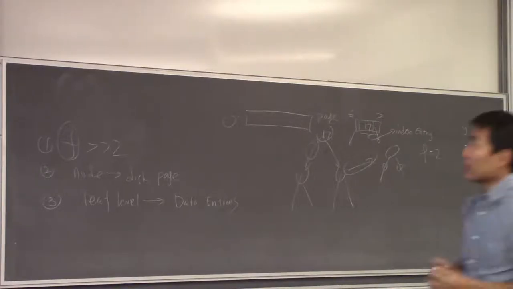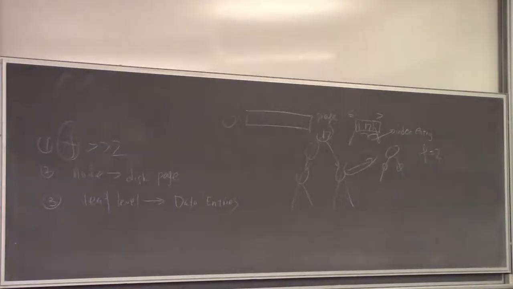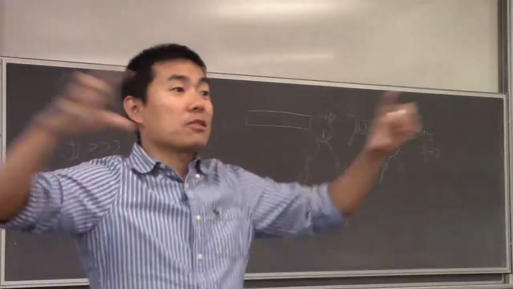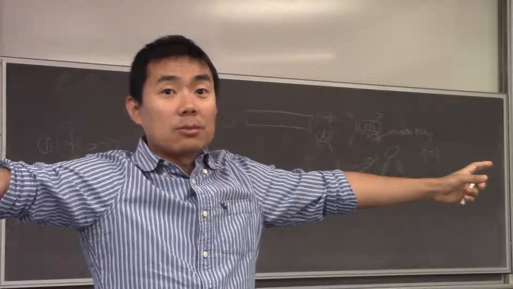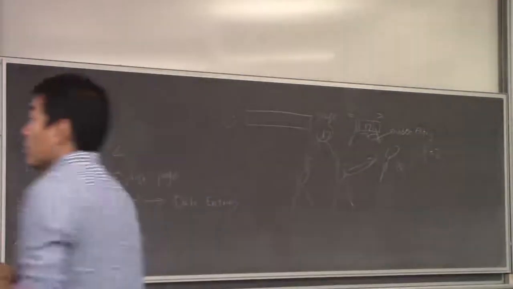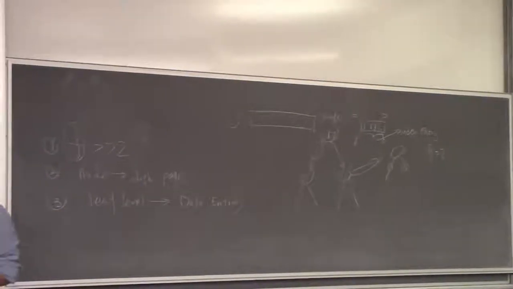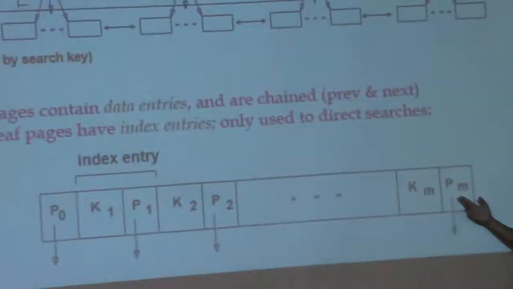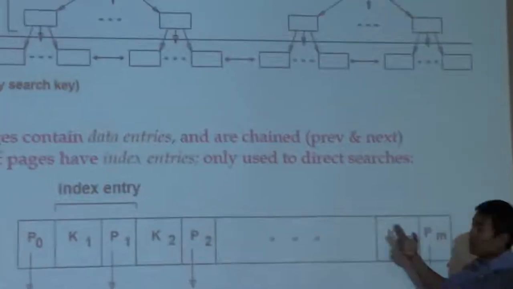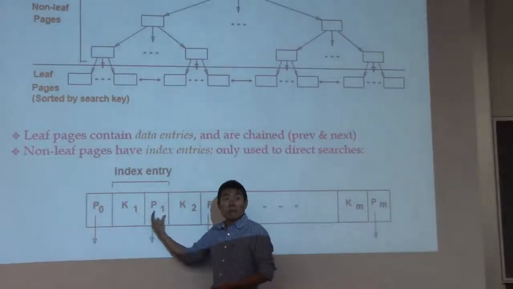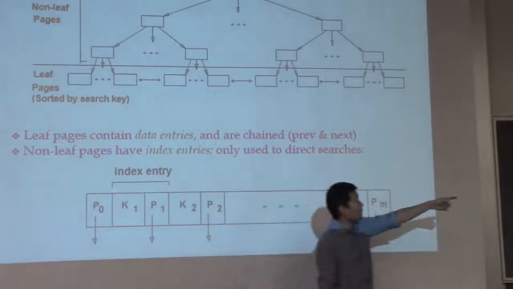What about in a B+ tree? Well, in a B+ tree, an index page, a node, is going to contain more than one index entry. Why? Because my page size is much bigger. So I'm going to contain, for example, multiple index entries. And every index entry is of the format of a search key value k plus a pointer, very much like your binary tree.